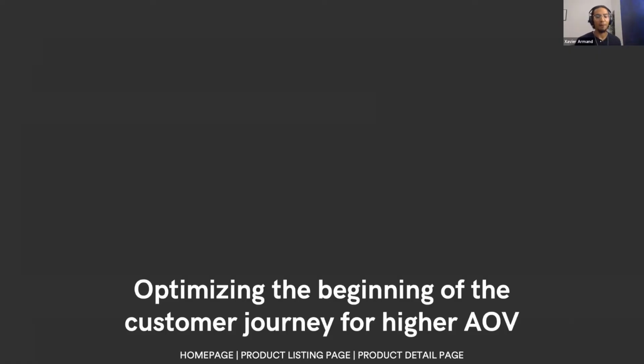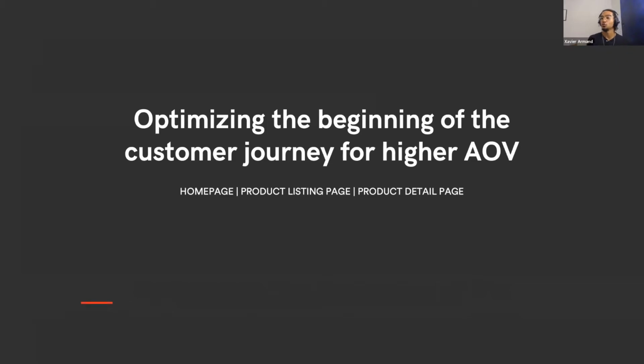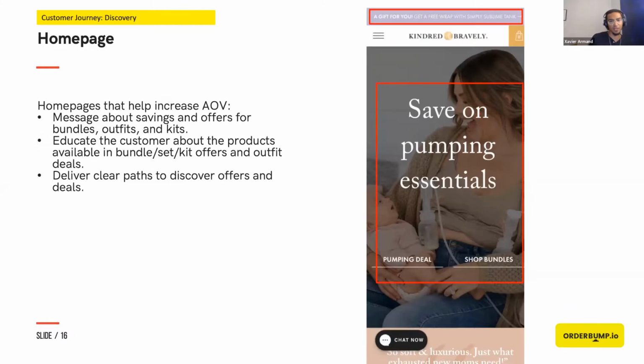So with that, how can you do that? How can you do that on your store? How can we increase average order value by making your store more shoppable? How can we show people more products? And here are some ways to do that.